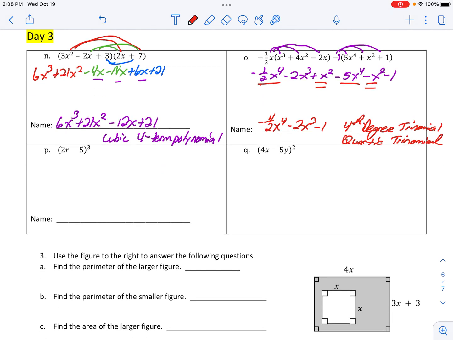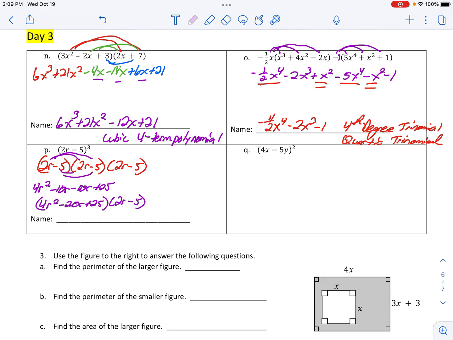Okay, letter P is going to take us a little bit because it's a cube. All right, it's being cubed. So we're going to take it, expand it out, multiplying it 3 times over. So take your time and do the first 2 parentheses. We've been doing that here. We have to do that, simplify it, and then multiply it by that 2r minus 5 for the last one. So 4r squared minus 10r plus 25. Combine like terms. And that's just the first two together.